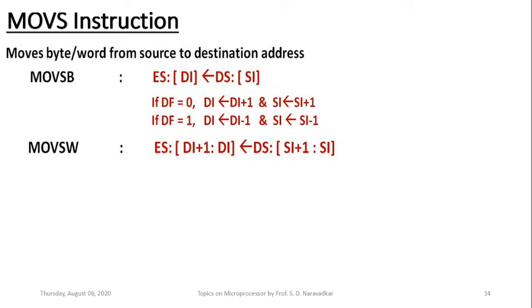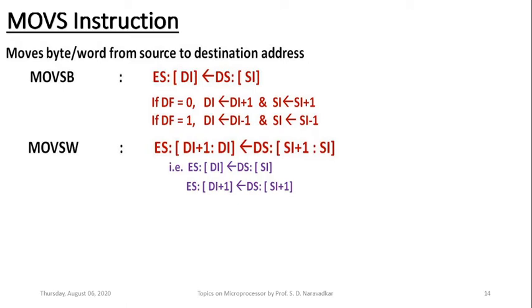If I want to show this operation in a byte by byte manner, then it can be shown like this. From the data segment offset given by SI, a byte is copied to the extra segment offset given by DI. And subsequently, the next byte from the data segment offset given by SI plus 1 will be copied to the extra segment offset given by DI plus 1. It means that a word transfer will be two subsequent data byte transfers, which are clearly shown here.